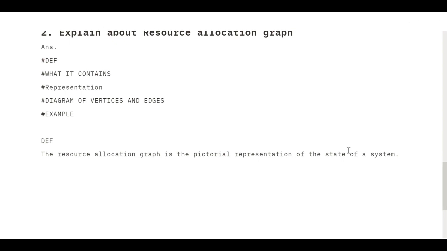Now what it contains. So resource allocation graph contains complete information about all the processes that contain resources, hold resources, and those who wait for some resources. So 3 things we have to keep in mind.